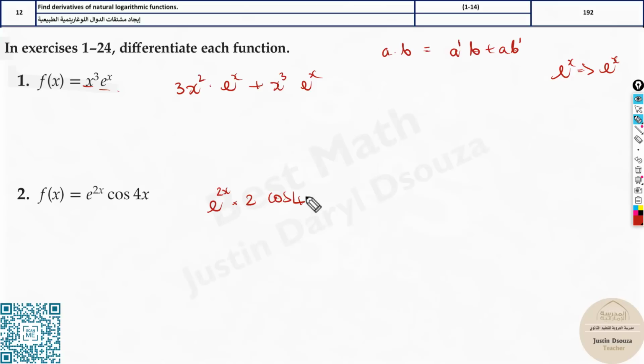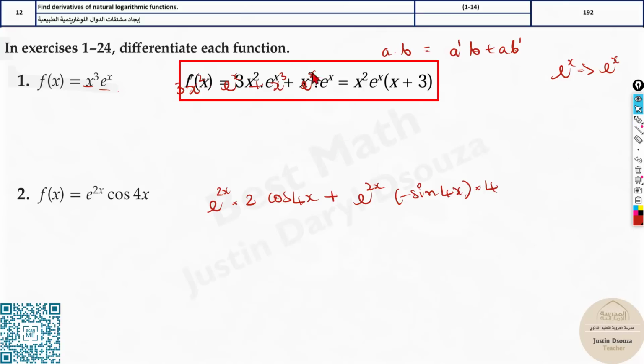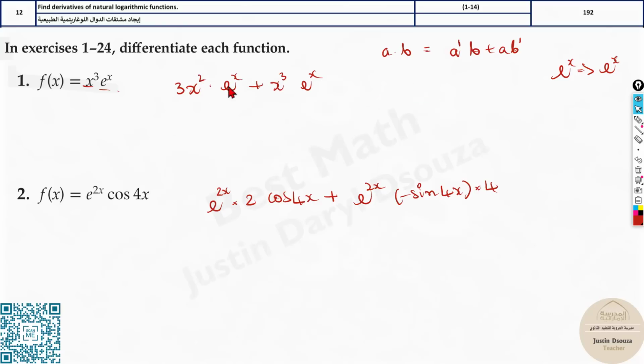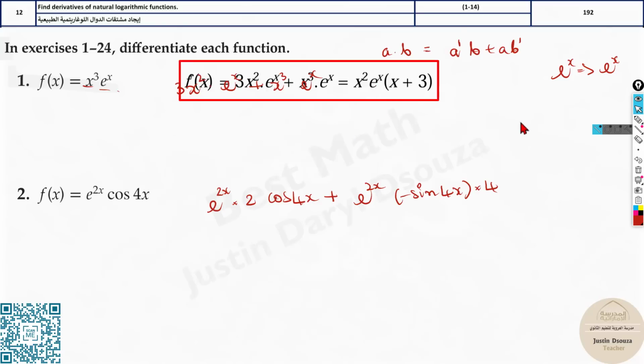And cos 4x plus, now here e to the power 2x remains as it is. Derivation of cosine is minus sine 4x multiplied by 4. Why? Because derivation of 4x is 4. And then what we do is we look into the correct answer, which is the correct answer here. See here, what they have done is they have removed out some common terms. See, x squared and e to the power x is removed.